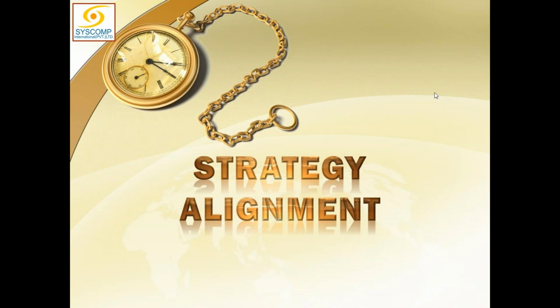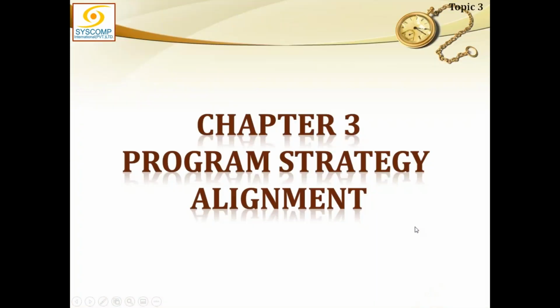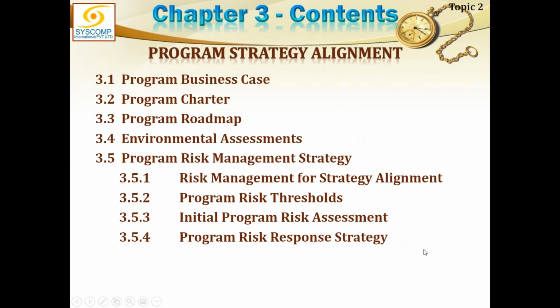This is chapter 3 in your standard for program management, and we are going to cover this. This is chapter 3, program strategy alignment. Can you see this? Yeah. Okay. So what do we cover in all this?